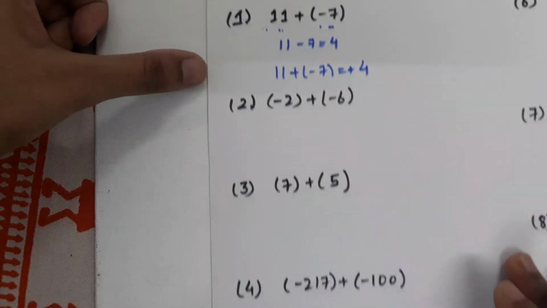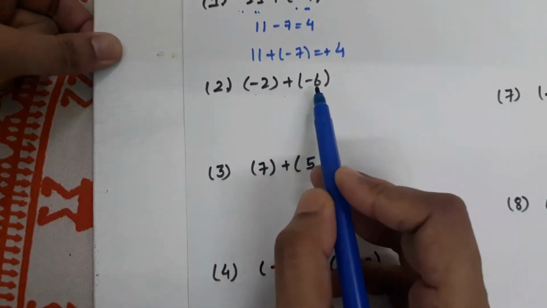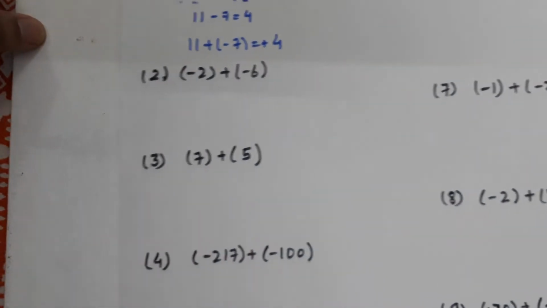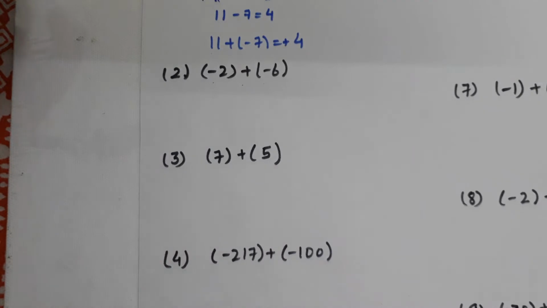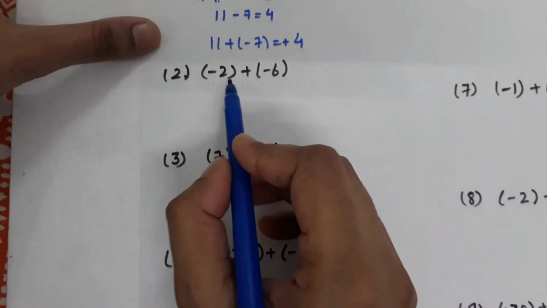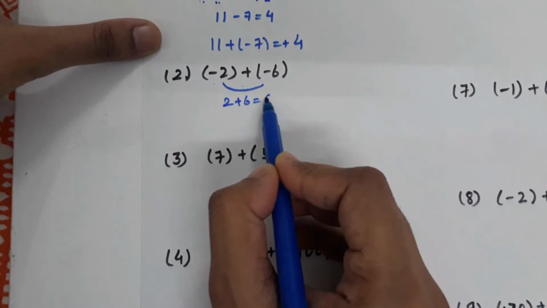Now let's solve the second one. It's minus 2 plus minus 6. Here both the numbers are negative, meaning we have the same sign. When they have the same sign, I have to just add them. So ignore the sign, add them. 2 plus 6 is going to give me 8.